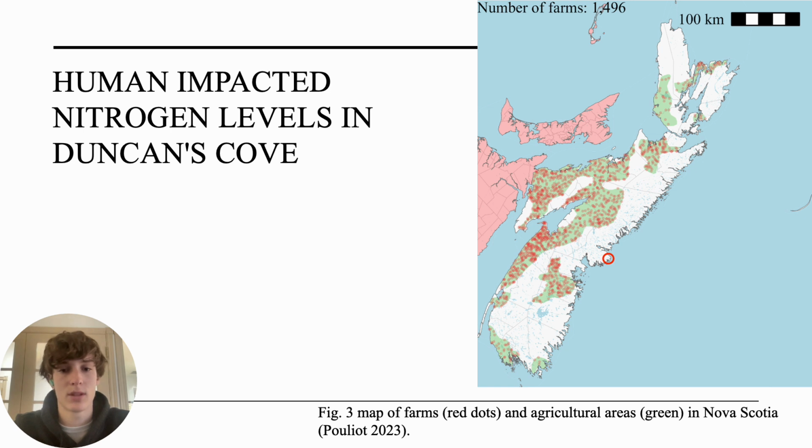But as you see in the red circle, that right there is Duncan's Cove. And so as you can see, it's very far from any agricultural areas, which means that it would not have artificially elevated levels of nitrogen.